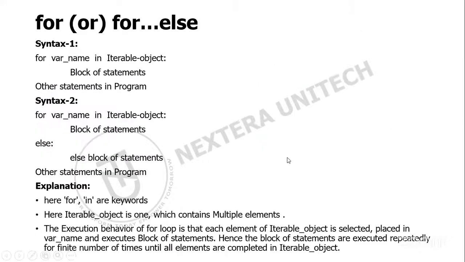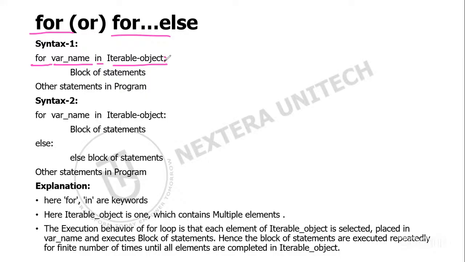So let me start with for loop initially. What is the purpose of for loop? I can perform a task, an operation for finite number of times, for multiple times, till the condition becomes false. For is also called as for else loop. The syntax for loop is for keyword followed by variable name in iterable object. What do you mean by iterable object? An object which contains multiple items, multiple values, multiple elements is called iterable object.